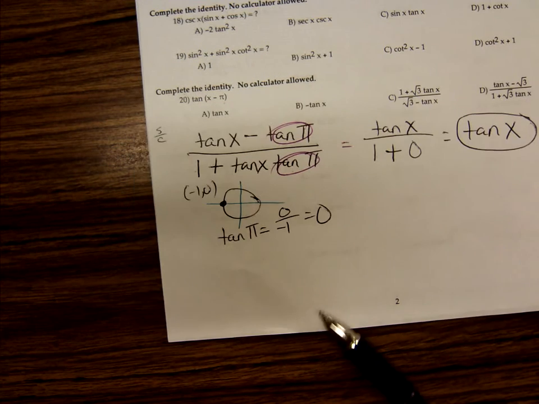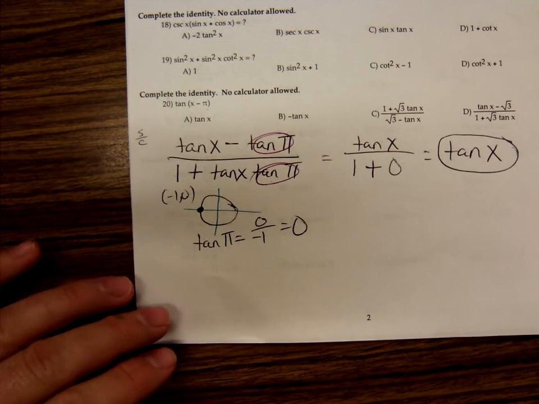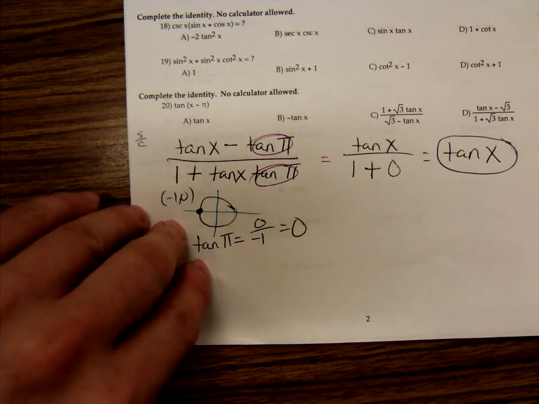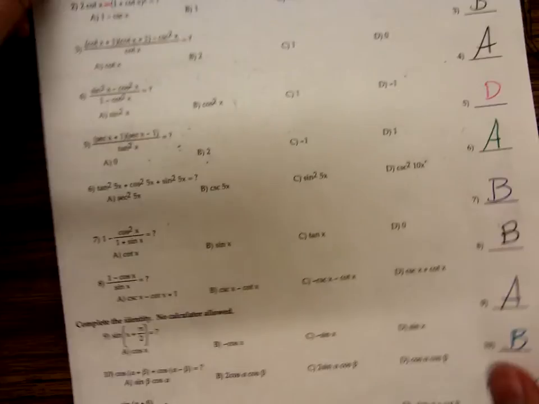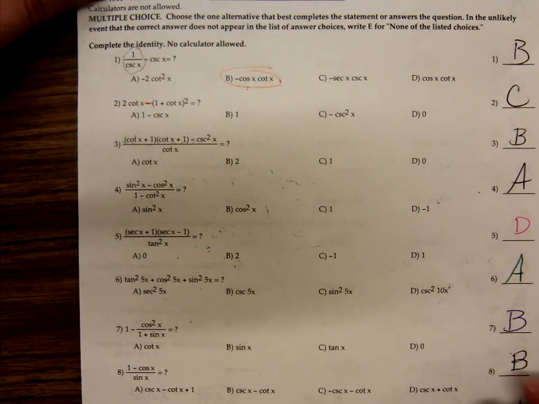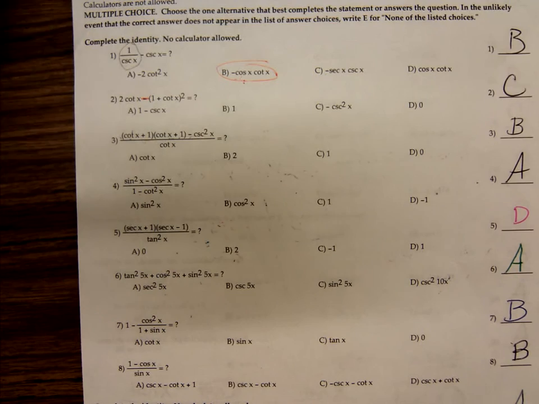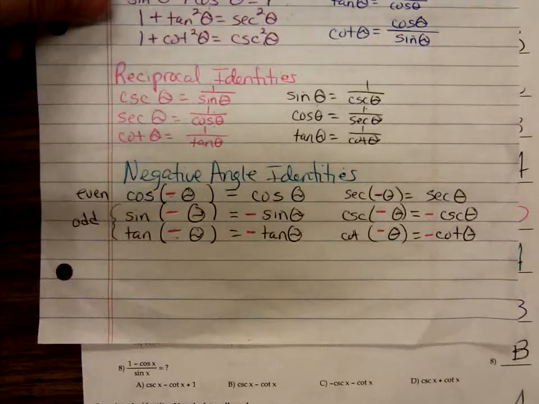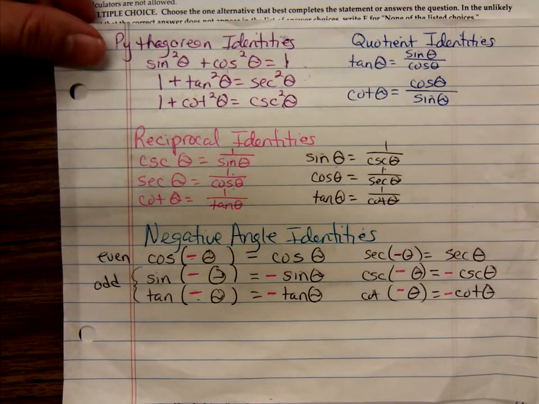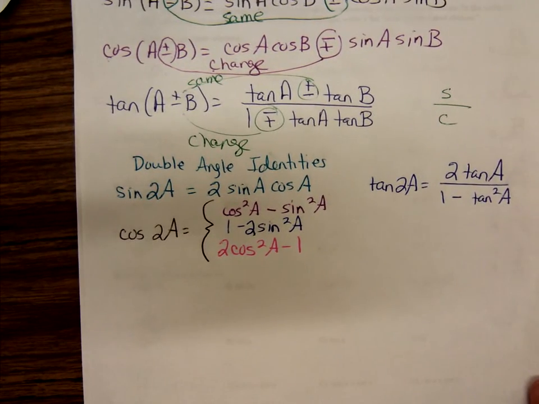Any questions on that? Well, this is the review for the face-to-face college algebra, trigonometry class, their second test. This is the big test over identities. There's just no way around having these basic identities memorized. Pythagorean, quotient, reciprocal, negative angle identities, sum and difference, and double angle identities.